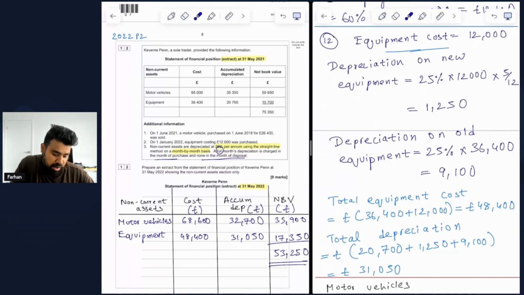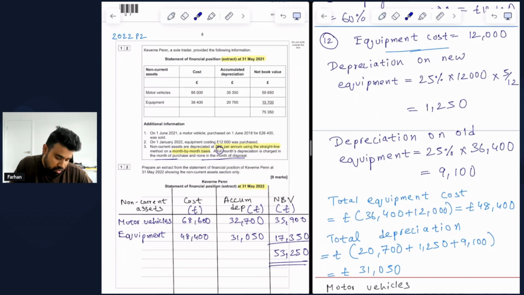So we are given the statement of financial position extracts as of 31 May 2021 for two different types of assets, which are the motor vehicles and the equipment. We know the total cost for these two types of assets. We also know the total depreciation, which is also known as the accumulated depreciation, and the relevant net book value, which can be calculated by subtracting the total depreciation from the original cost at any given point in time.